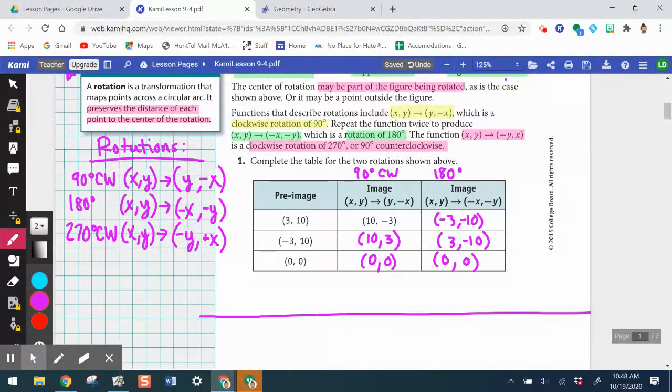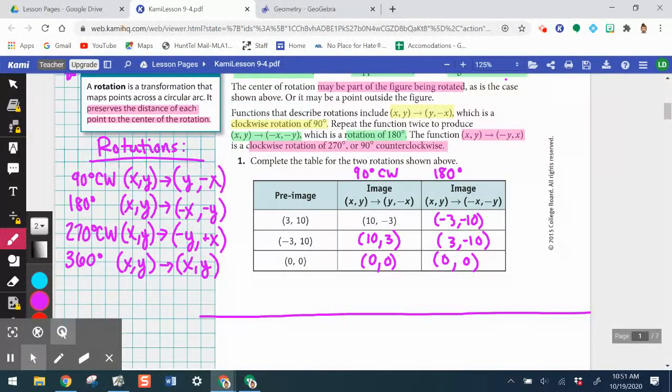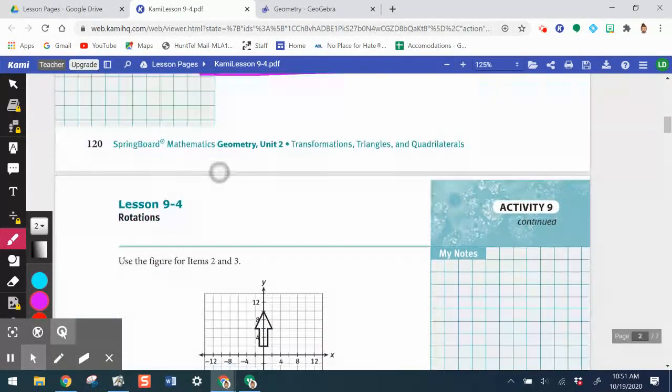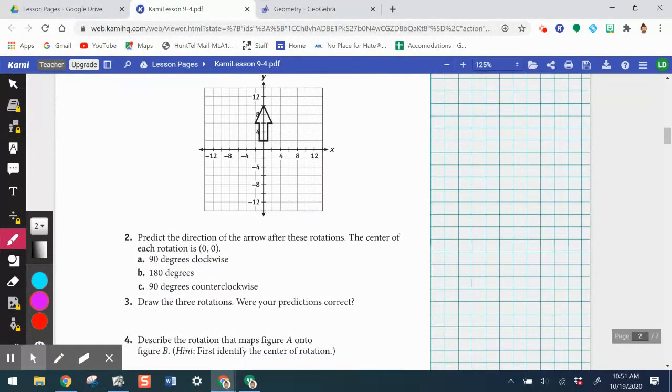Now, hopefully you're asking yourself, why don't we study 360 degrees clockwise or counter? Because you end up in the same location. 360 degrees clockwise or counter, every point would go to or map to itself. So hopefully with these functions a little bit more understood and a greater sense of what clockwise and counterclockwise means, let's take a look at our next item, 2 through 3.